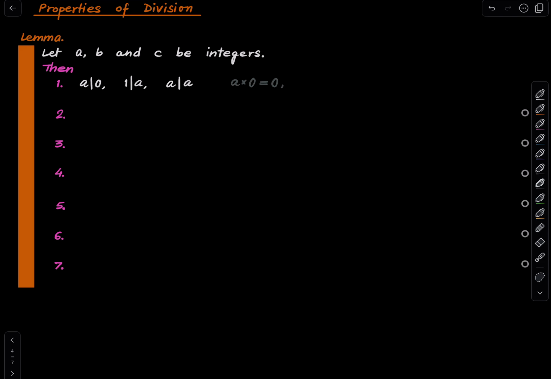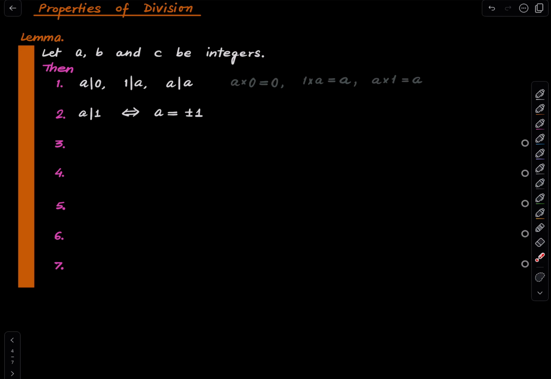Why does 1 divide a? The second one says that 1 divides a. Why is that? Because 1 times a is a. This is your q in this case, if you refer to the previous slide. Why does a divide a? Because a times 1 is a. I hope you're able to connect with the definition. At any rate, this is very, very familiar from high school.